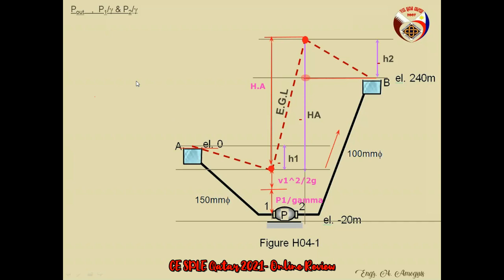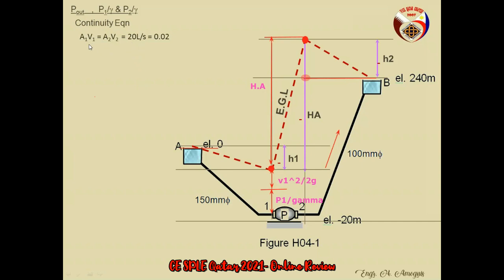Total energy at 1 equals total energy at 2, right? So, besides the Bernoulli energy equation, we also need the continuity equation, di ba? Q1 equals Q2. So, ganun dapat. Kasi kailangan natin yung velocity 1 at saka velocity nung pipe number 2. So, A1 V1 is A2 V2, which is, of course, 20 liters per second.